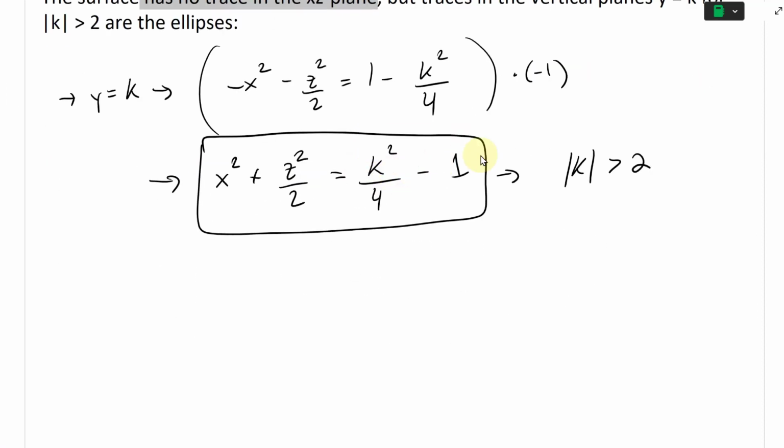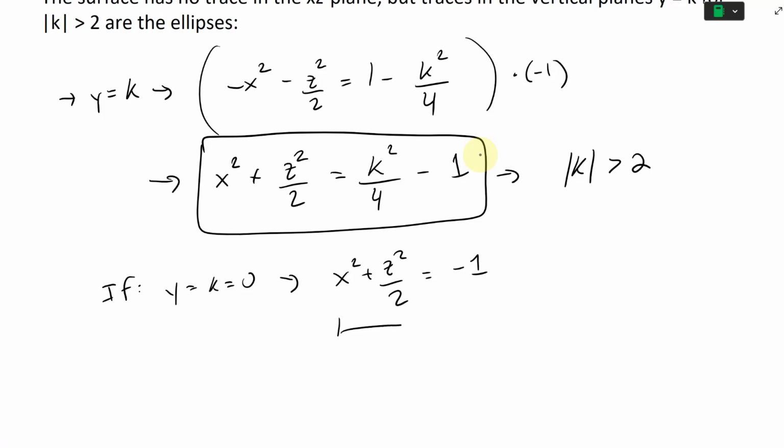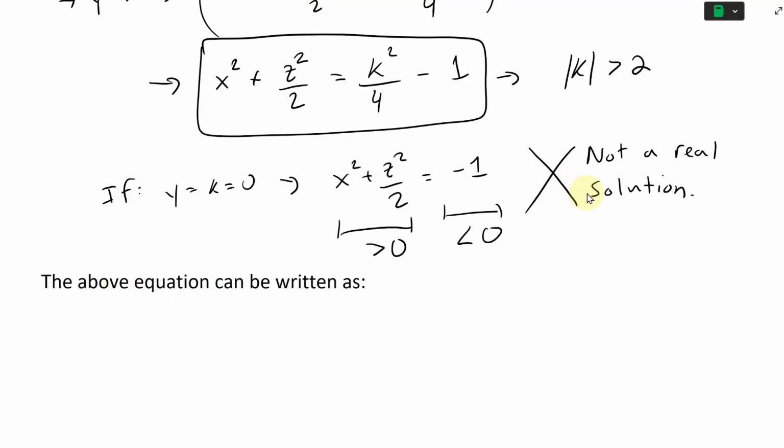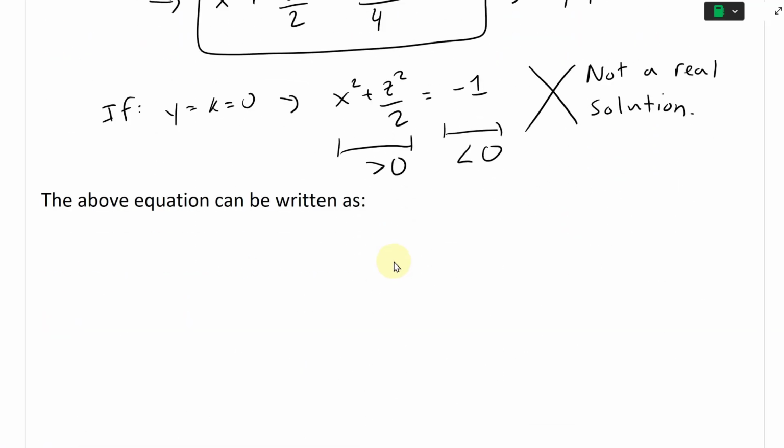That's because again, if y equals 0, well, that's going to be 0, so you're going to have this negative 1 on this side. You're going to have x squared plus z squared over 2 equals negative 1. And this is positive, and this is positive, so the left side is greater than or equal to 0, and the right is less than 0. So this is not a solution. And here I just wrote not a real solution, just because you could probably use complex or imaginary numbers to make that fit, but not real numbers.